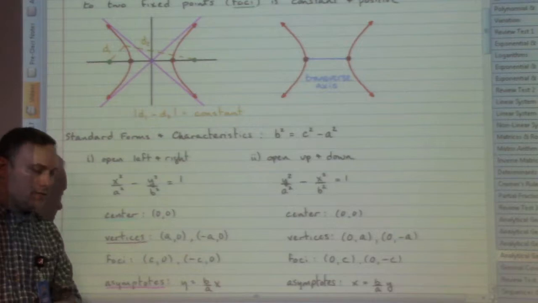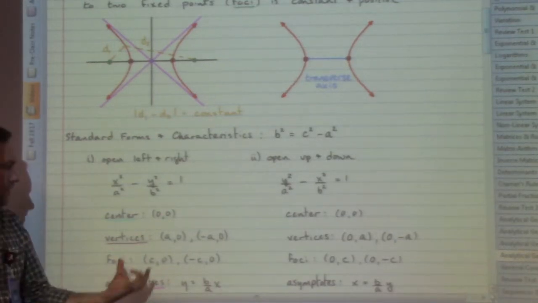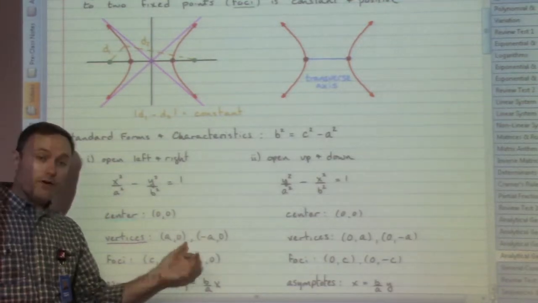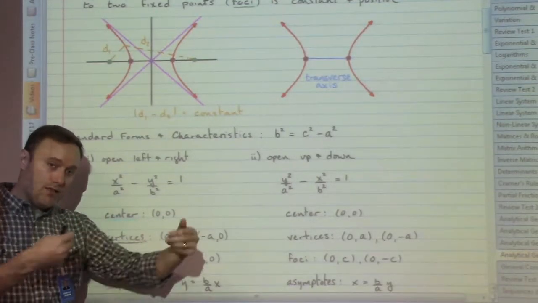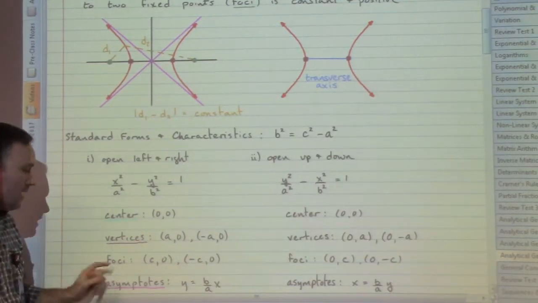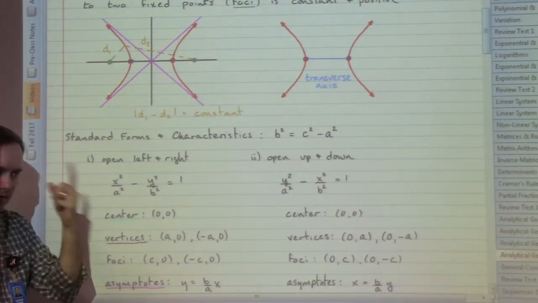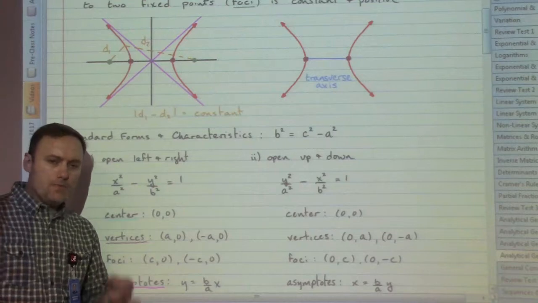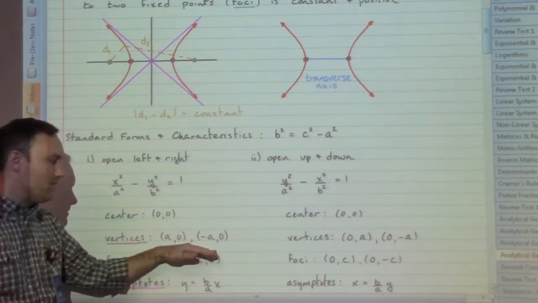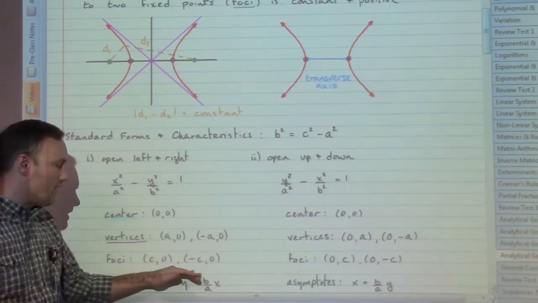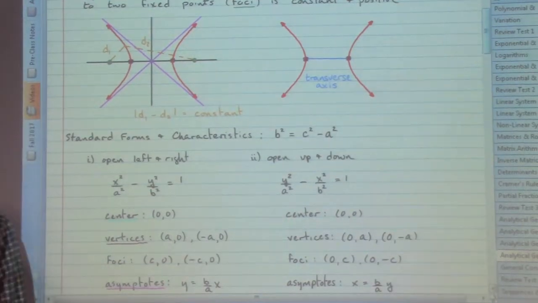But because in the hyperbolas, the A stuff is smaller than the C stuff, the vertices are closer to the center and the foci are farther away from the center. But at least thankfully, those are still the same sort of memory arrangements in my mind. Vertices still using the A, 0, negative A, 0. The foci still using the C, 0, and the negative C, 0.